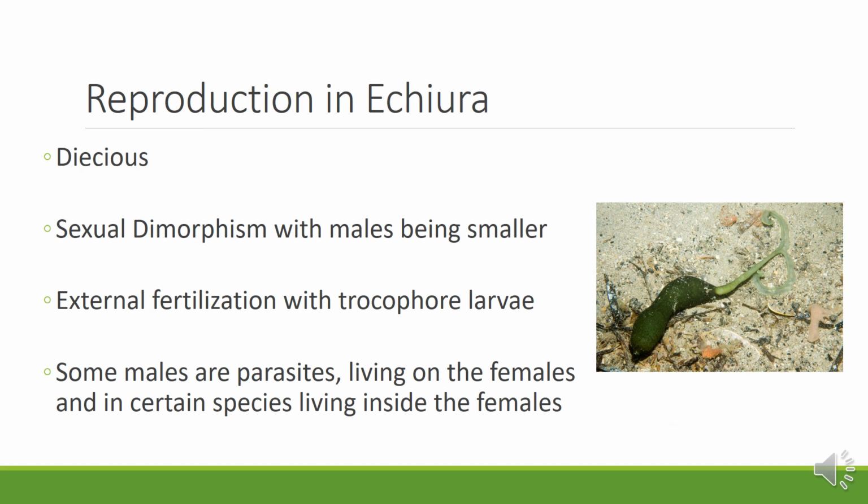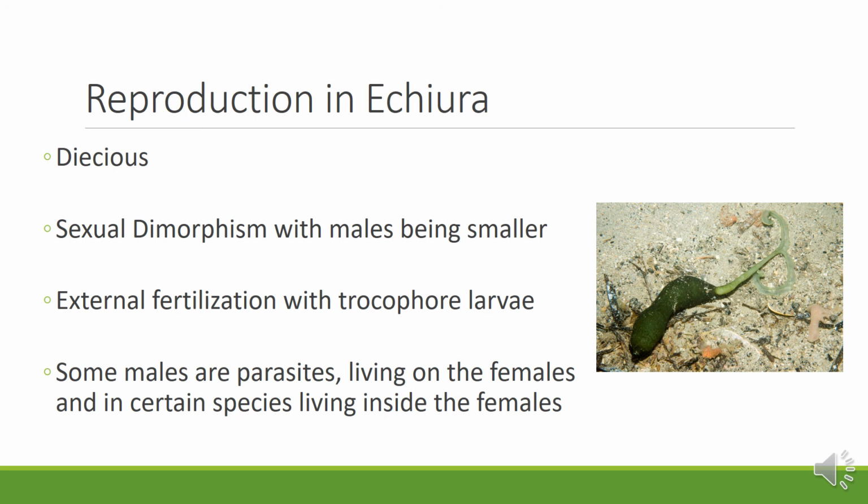Reproduction in these guys. They're dioecious. They exhibit sexual dimorphism, with the males being much smaller. They have external fertilization and they form trochophore larvae. Some males are parasitic, meaning that they live on or in the female.